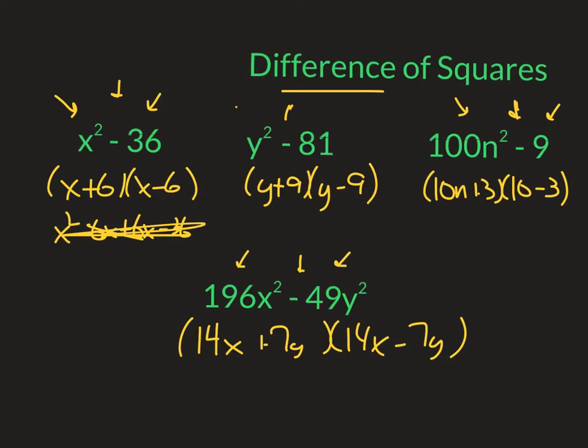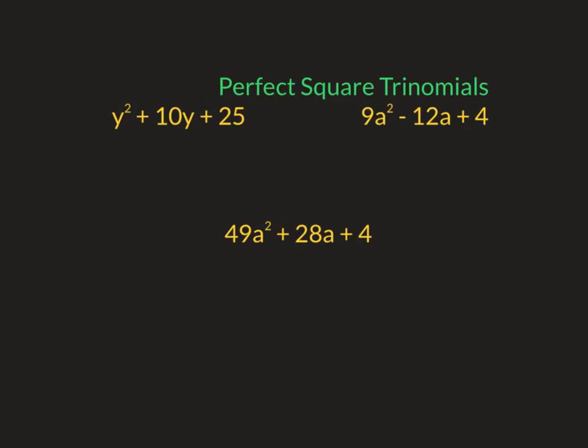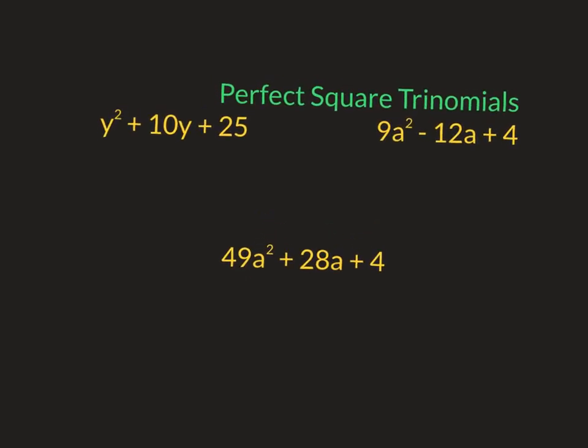So hopefully that makes some sense. Difference of squares, not much thinking there, but you've got to look, make sure it has a minus sign and two perfect squares. The next type we're doing is called a perfect square trinomial. A perfect square trinomial. This kind of supersedes slide, divide, slide sometimes.